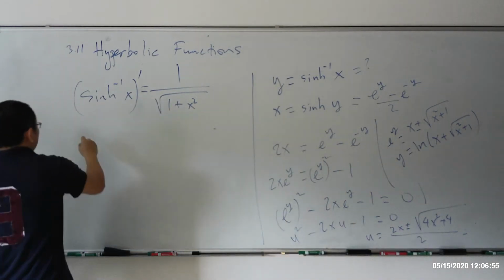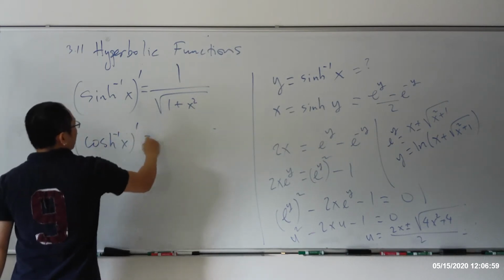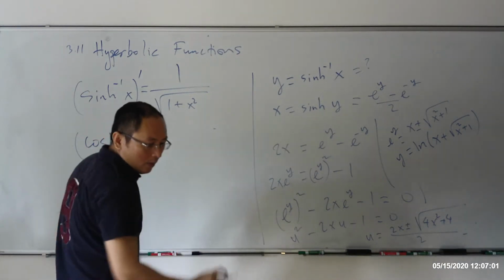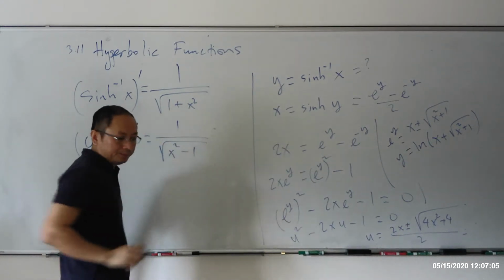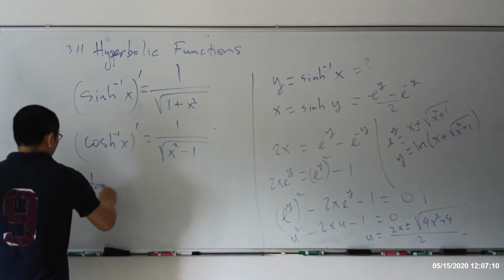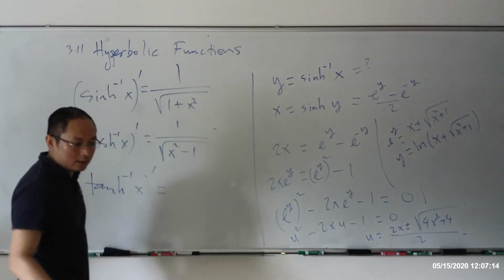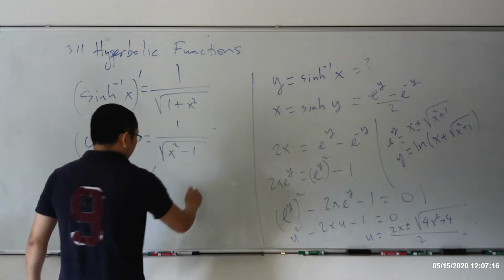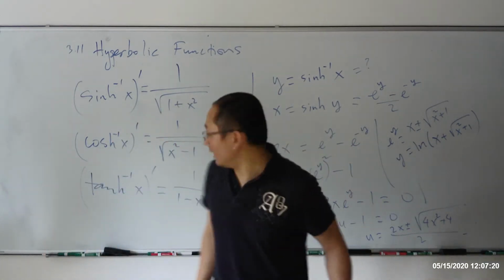And the inverse hyperbolic cosine of x, the derivative is 1 over the square root of x squared minus 1. Okay? The derivative of the inverse hyperbolic tangent of x is 1 over 1 minus x squared. I think cotangent is the same. Yes.